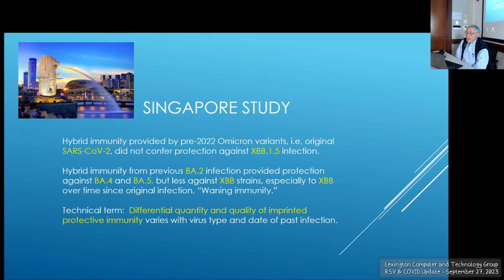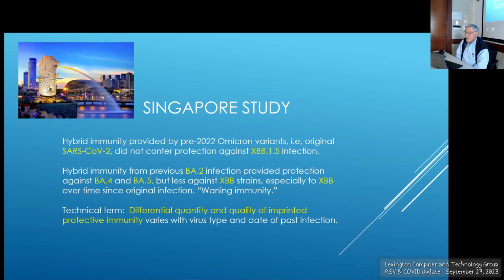So now, hybrid immunity provided by pre-2022 Omicron variants, with those variants, the original SARS-CoV-2 rather, did not confer any additional protection against XBB.1.5. Just didn't confer any.